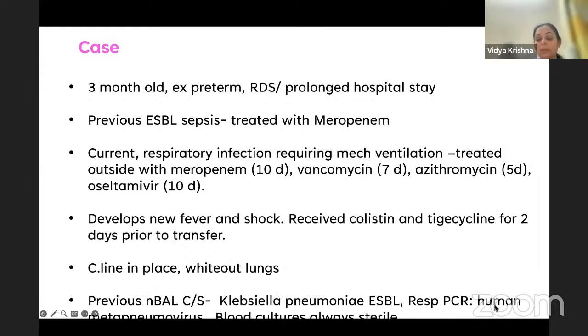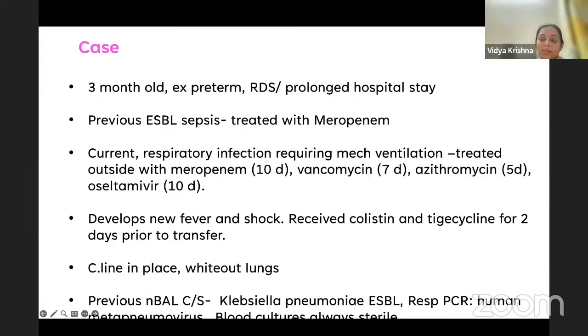What is the point of giving oseltamivir for a metapneumovirus? Why should we be giving vancomycin when there are no gram-positive bugs? When we use antibiotics like this for a long time, we are going to breed resistant bugs in the patient.